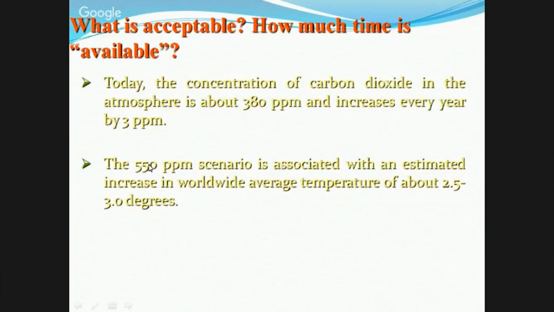So that means if temperature increases by 2.5 to 3 degrees, we have already seen that our life on the earth will become impossible.